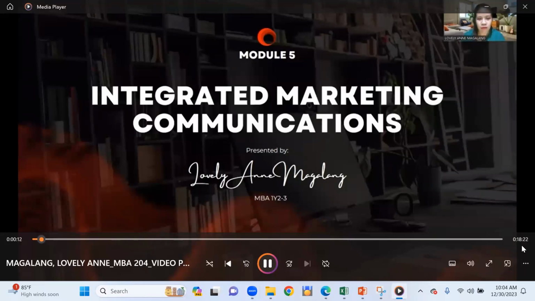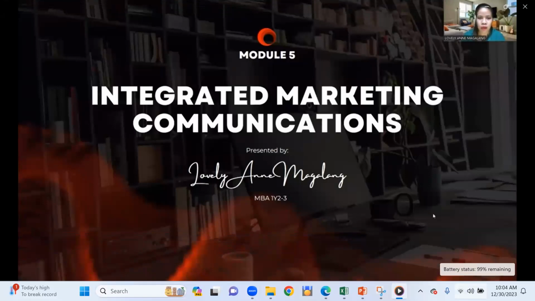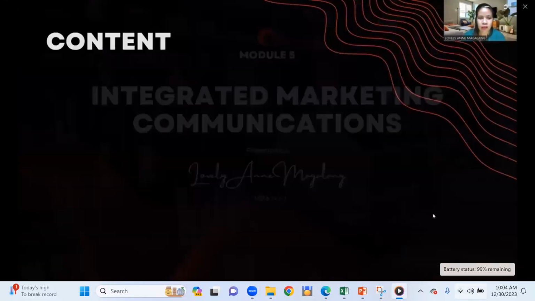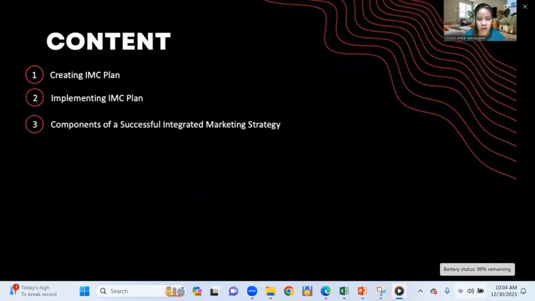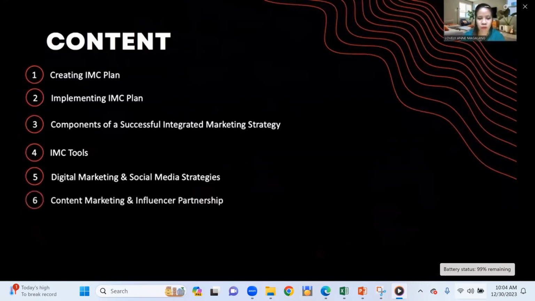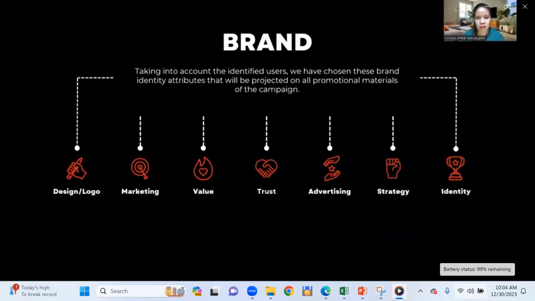This is module 5 about the integrated marketing communications, or IMC. So the content of this topic is about creating an IMC plan, implementing an IMC plan, components of a successful integrated marketing strategy, IMC tools, digital marketing and social media strategies, content marketing and influencer partnership, key points of content marketing and influencer partnership, and measuring the effectiveness of integrated campaigns.